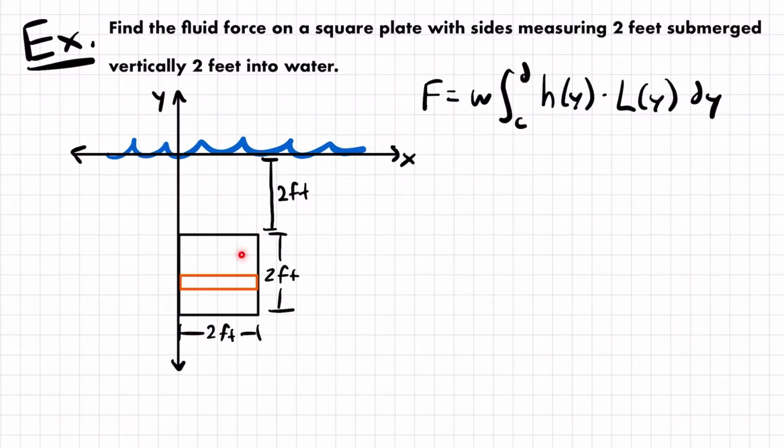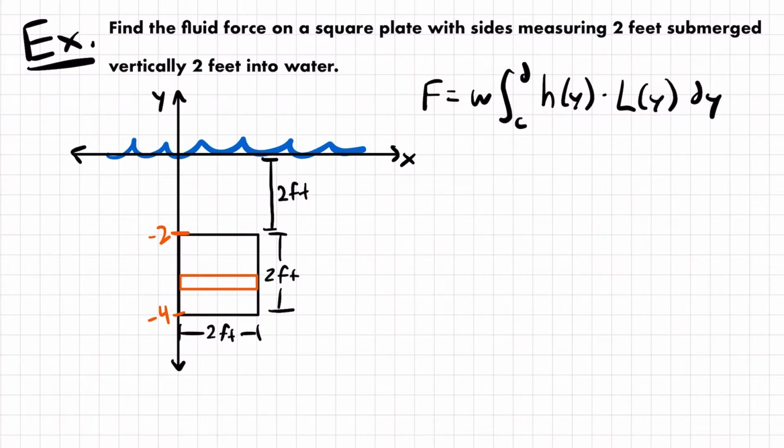And so since this surface is submerged 2 feet into water, we can say that this y value right here is -2. And then since one side of our square plate measures 2 feet, we know that the bottom edge of our square is going to lie at y equals -4, which would be 2 values less than -2. Okay, and so now that we have our coordinate system drawn here, let's start setting up our definite integral.